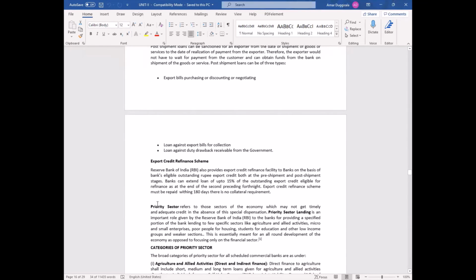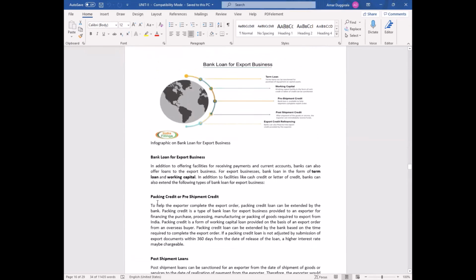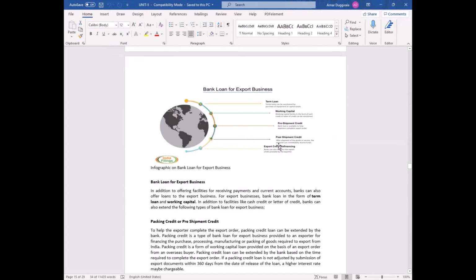Export credit refinancing. RBI is basically providing this export credit refinancing facility to the banks on the basis of banks' eligibility for outstanding rupee export credit for both pre-shipment and post-shipment. Banks can extend a loan up to 15% of the outstanding export credit eligible for refinance. And the condition is that within 6 months, you have to repay the entire refinancing amount, and there is no collateral required. So basically, there is no security required for this purpose. So these are the different steps: working capital, pre-shipment, post-shipment, export credit refinancing.